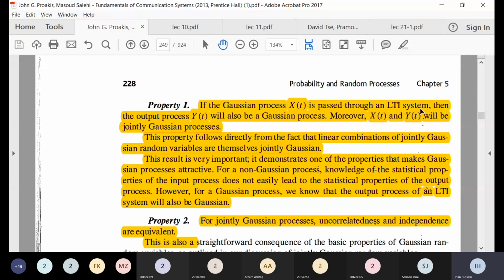So if a signal is passed through an LTI system, the output will be a Gaussian process, and the input X(t) and output Y(t) will be jointly Gaussian. You can see this very easily, because we have seen that linear combinations of jointly Gaussian random variables are themselves jointly Gaussian. Passing through an LTI system is just convolution, taking products and adding, just doing linear combinations. So if you take a linear combination of a random process, the output is also the same kind of random variable. If it is Gaussian, the output will be Gaussian. If it was jointly Gaussian, the output will be jointly Gaussian. So y of t and x of t will be jointly Gaussian.